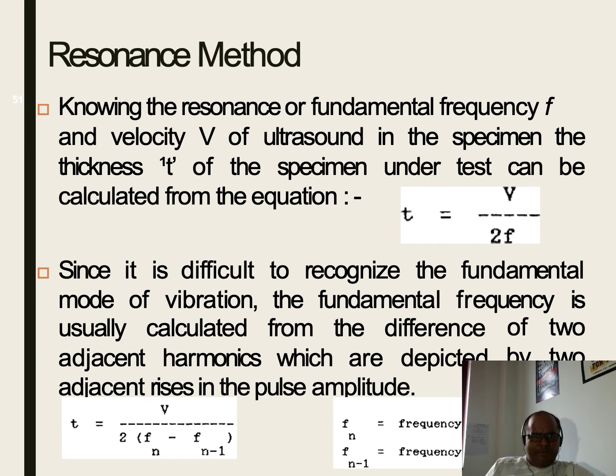the thickness T of the specimen under test can be calculated from T = v/2f. Since it is difficult to recognize the fundamental mode of vibration, the fundamental frequency is usually calculated from the difference of two adjacent harmonics, which are indicated by two adjacent rises in the pulse amplitude. T = v/2(fn − fn−1), where fn is the frequency and fn−1 is the previous one.